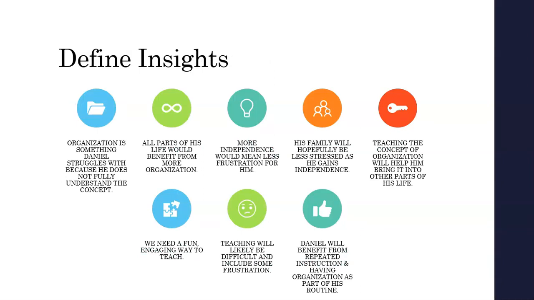The insights I found during this define mode were that organization is something that Daniel struggles with, and the reason he struggles is because he doesn't really understand the concept of organization. It's one of those things that he just doesn't really get. Every single part of his life would benefit from more organization, even though we focused on one. It would be great if in the future we can expand that. More independence would mean less frustration for him and his family, and less stress for his family, hopefully.